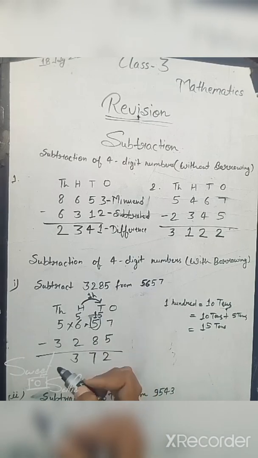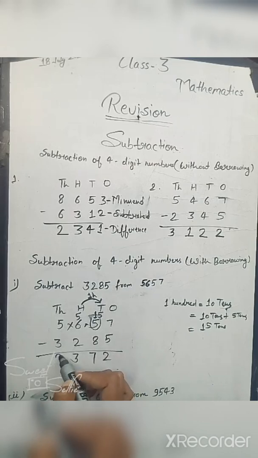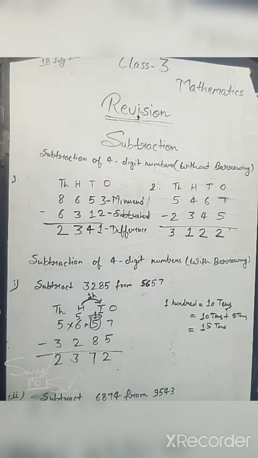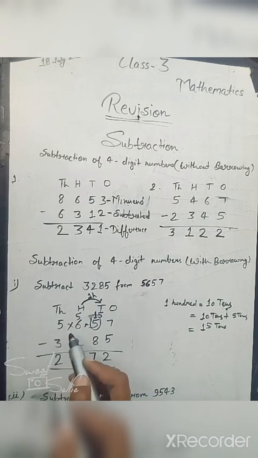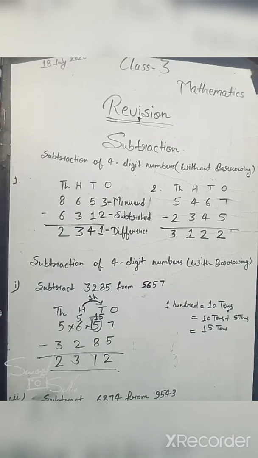And at thousands place, 5 minus 3 is equal to 2. So we get 2372. This is the difference between 5657 and 3285. Okay, let's see another example.